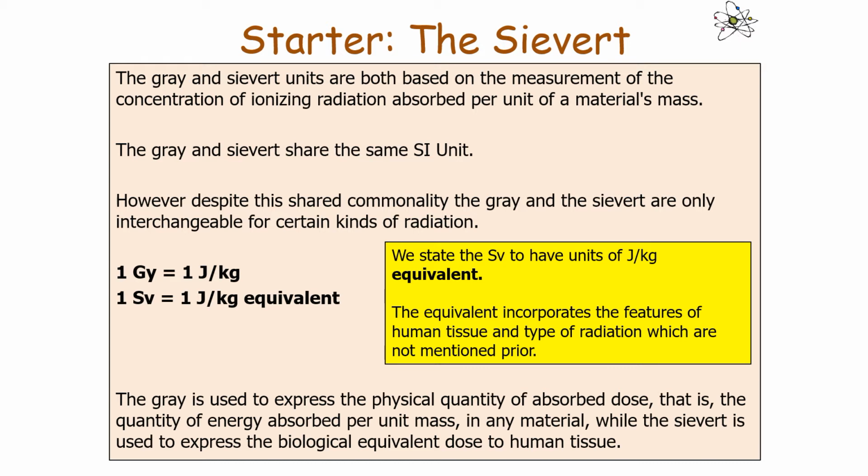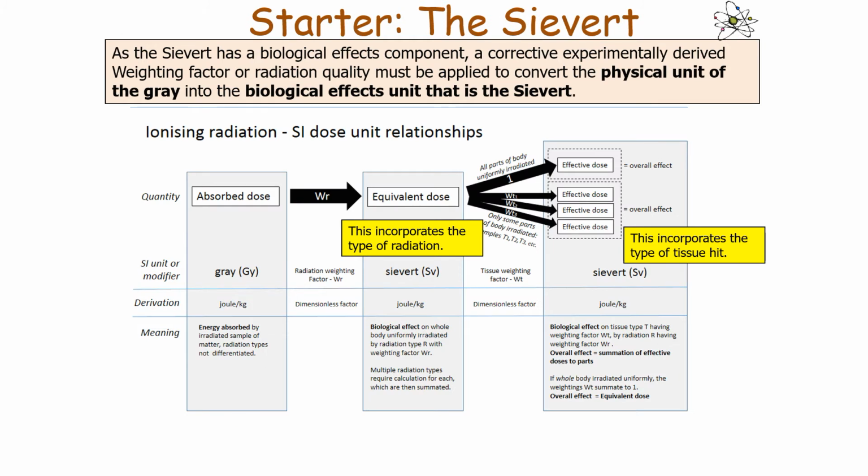So we say that the Gray is used to express the physical quantity of the absorbed dose, which is the amount of energy absorbed per unit mass in any material, whilst the Sievert is used to express the biological equivalent dose to human tissue. So as the Sievert has a biological effects component to it, a corrective factor, which we call the weighting factor or radiation quality, is applied to convert the physical unit of the Gray into the biological effects unit that is the Sievert.